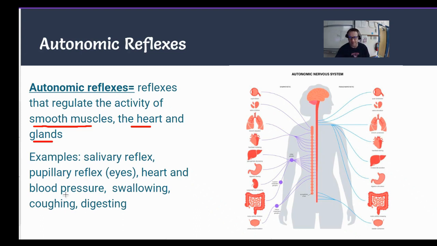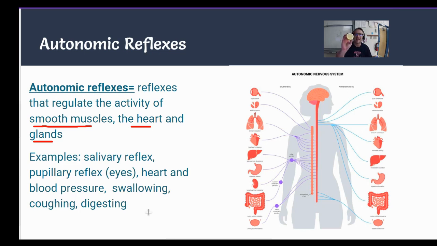Your heart and blood pressure, swallowing, coughing, digesting. So the movement of food through your digestive tract, your gastrointestinal tract, is controlled by smooth muscle movements, and those are autonomic reflexes. And the salivary reflex is something like this.